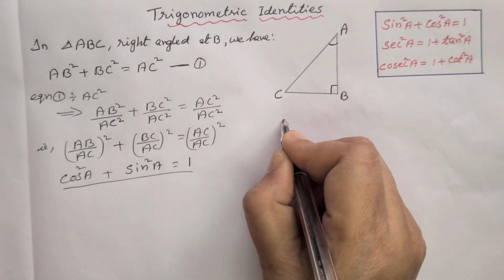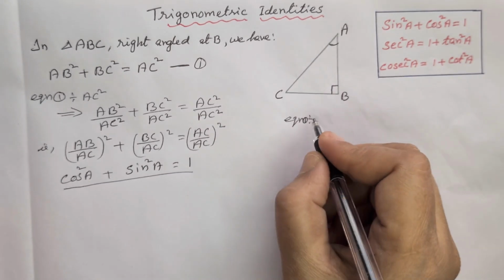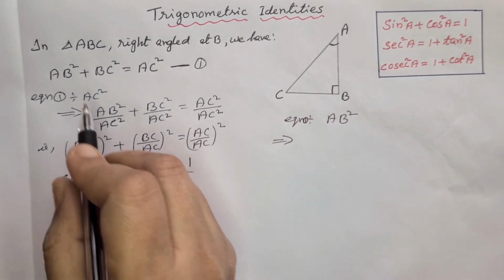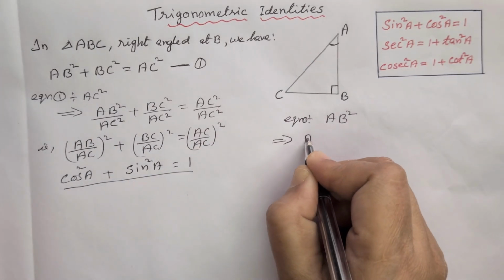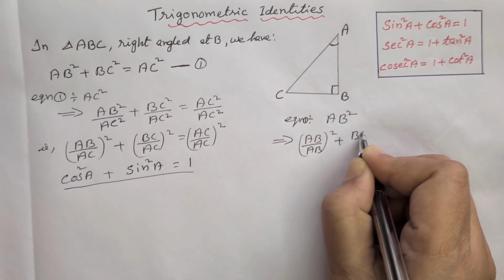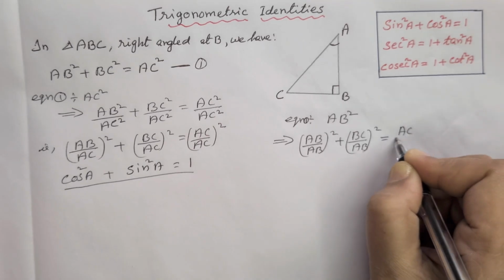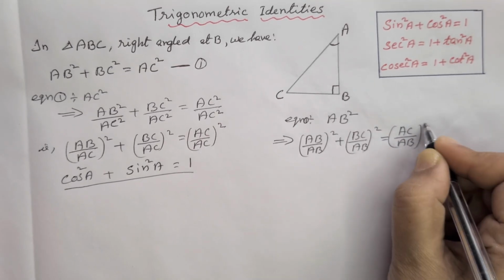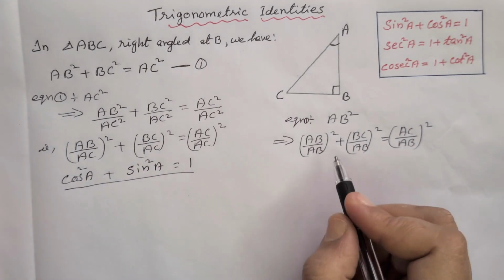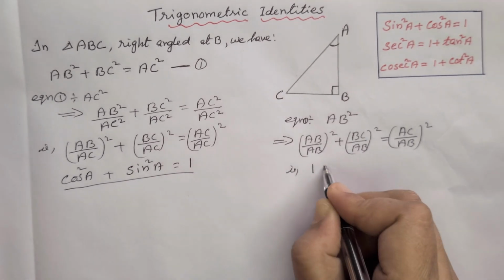If we are dividing the first equation 1 by AB square, then we will get (AB by AB) the whole square plus (BC by AB) the whole square is equal to (AC by AB) the whole square. Throughout the first equation, we are dividing by AB square. So AB by AB means 1, and 1 square is 1 itself.